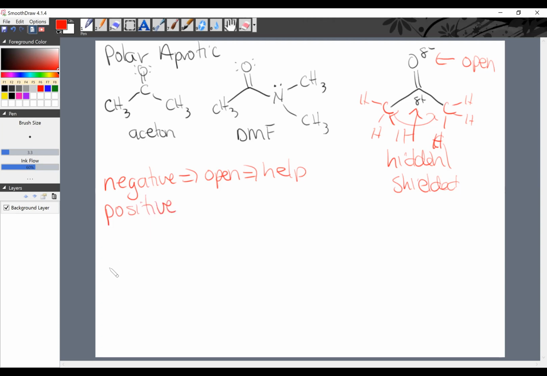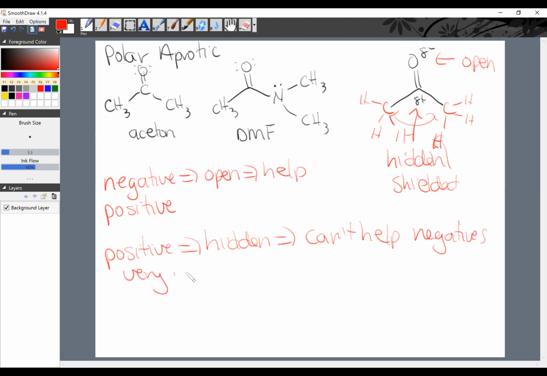But the positive is hidden or shielded, and it can't help negatives very well. So that's kind of a double-sided, weird sword. You can help with the positives, but you can't really help with the negatives. Well, if things are trying to form positives and negatives, you need both of them.